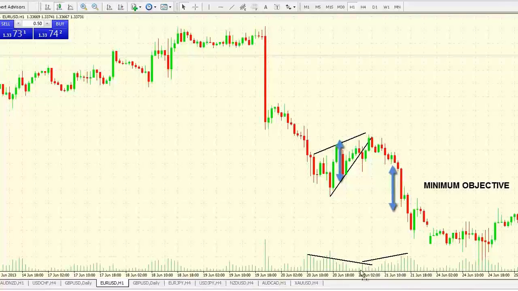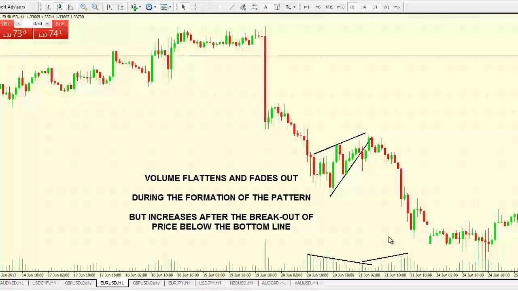Notice how the volume dries up in the pattern and then increases at the breakout and picks up as the downtrend gains momentum shortly after the breakout.